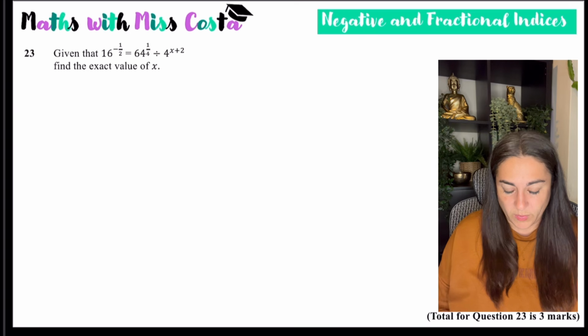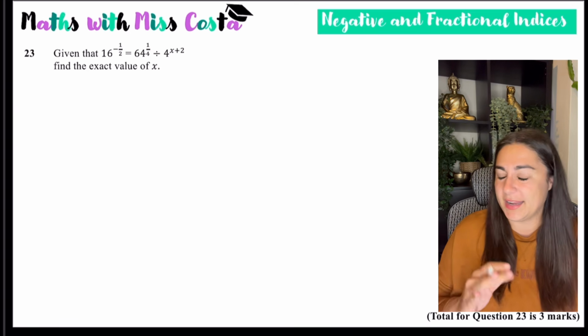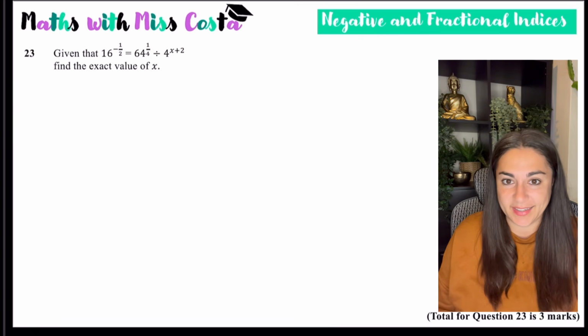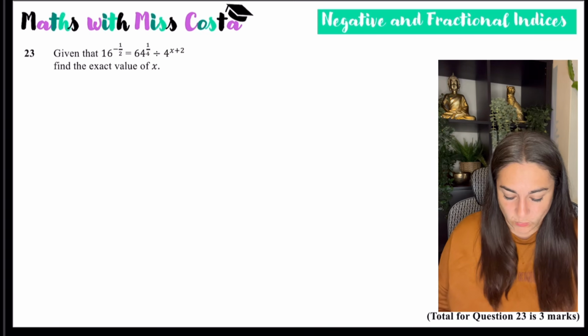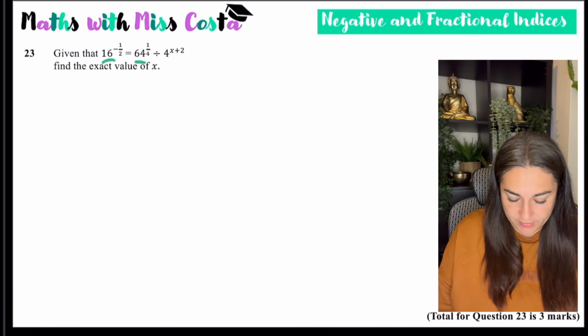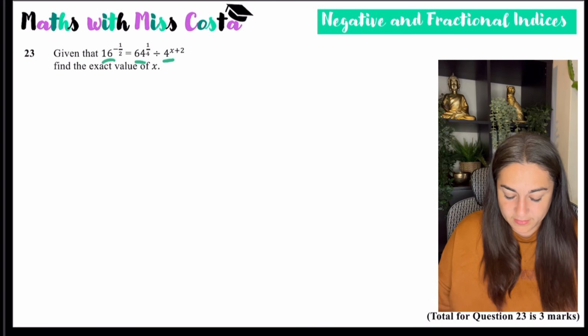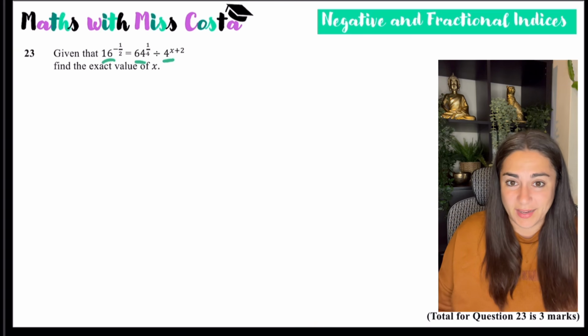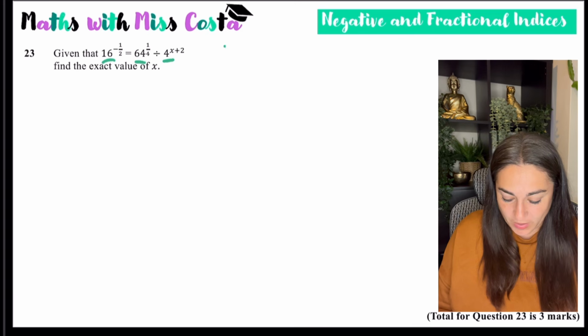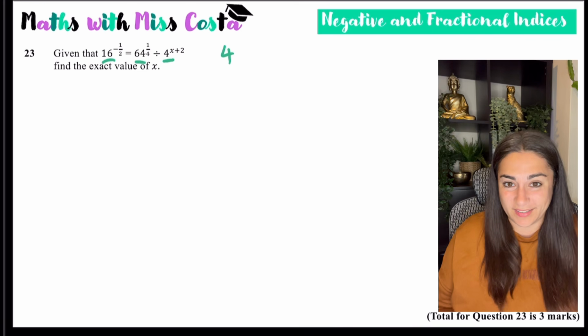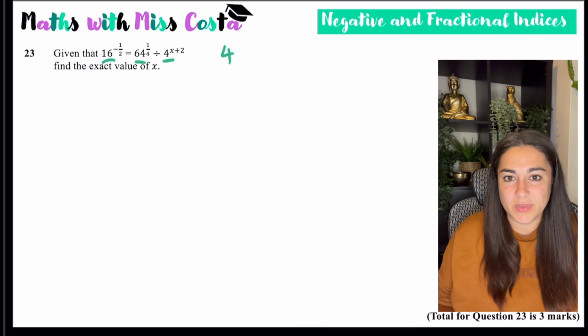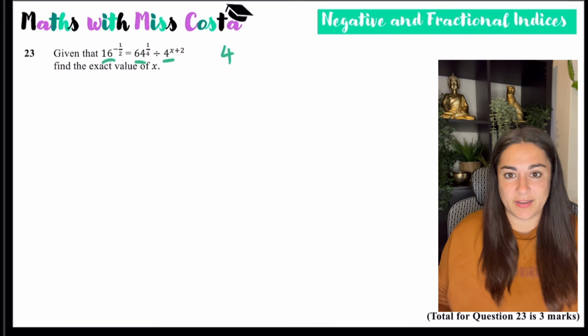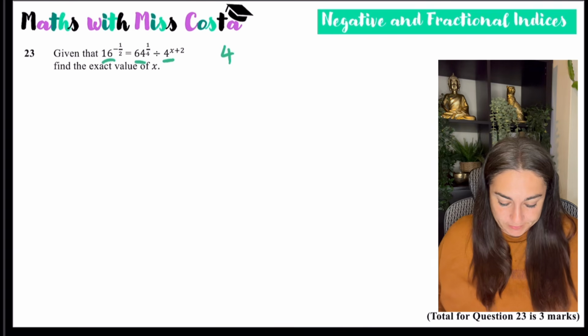Well, first of all, whenever we're multiplying, simplifying, dividing, doing anything with indices, they need to have the same base in order to apply any of the index laws. All of these have a different base, but I know my 4 times tables, and I know that they are all multiples of 4. So that is probably where I'm going to want to start to make my life a lot simpler. In order to use any of the index laws, they're going to need to have the same base.